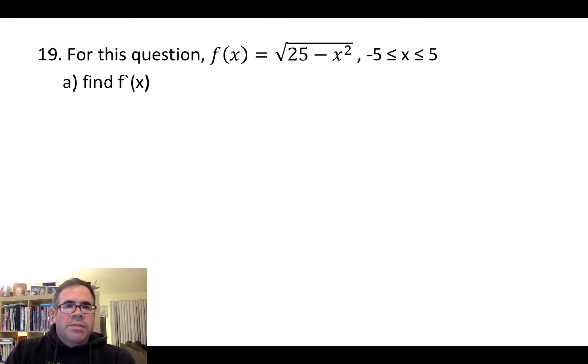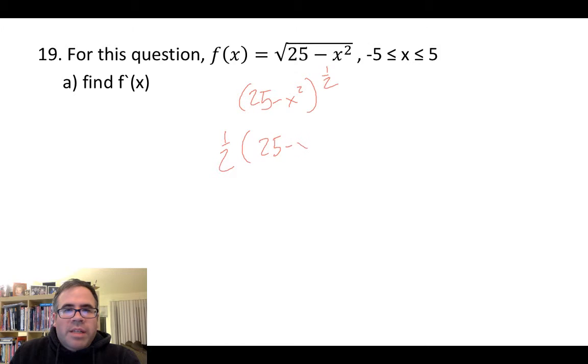And to start, we just find f prime. Okay. When you're doing that, you'll probably want to take this square root. If you don't have the derivative of square root itself memorized, you want to change that into 25 minus x squared to the 1/2 power. And then use the product rule, power rule. So that becomes 1/2 times 25 minus x squared to the negative 1/2.